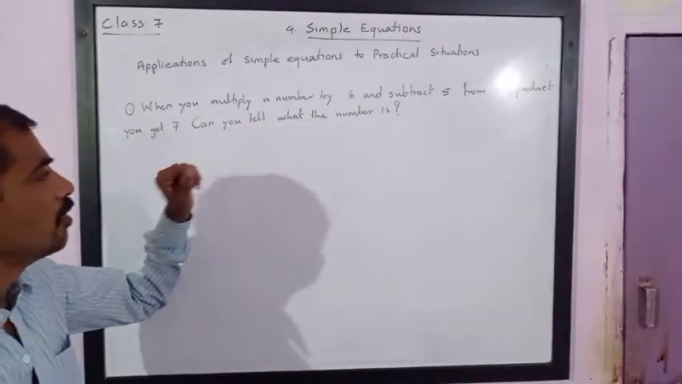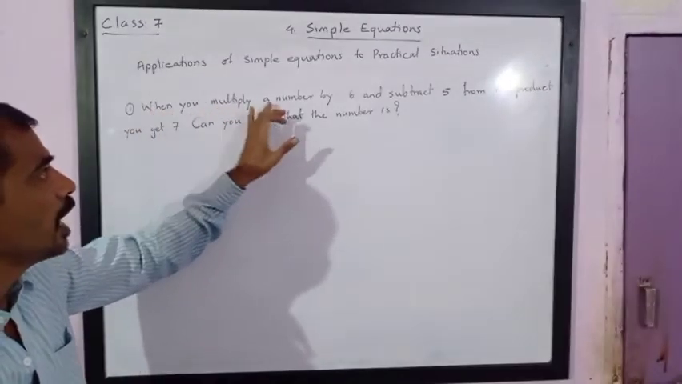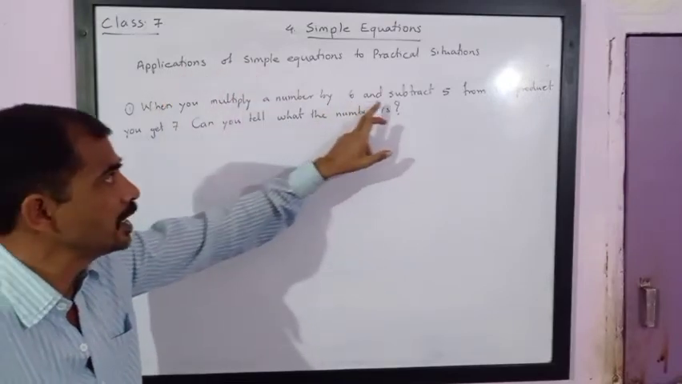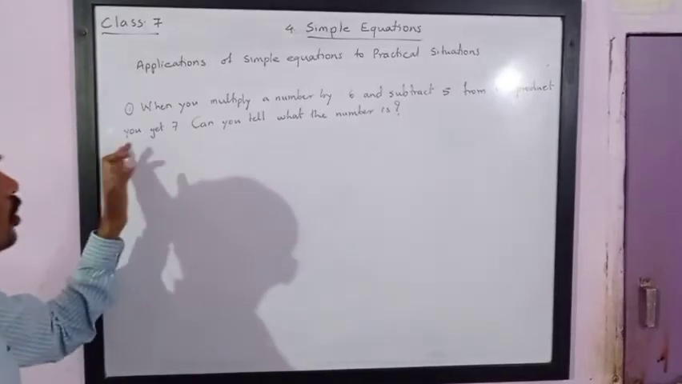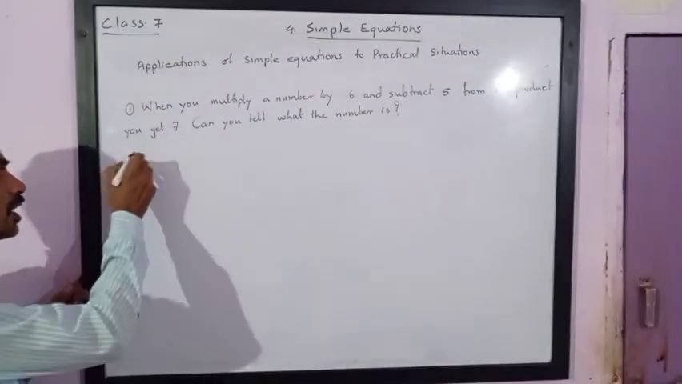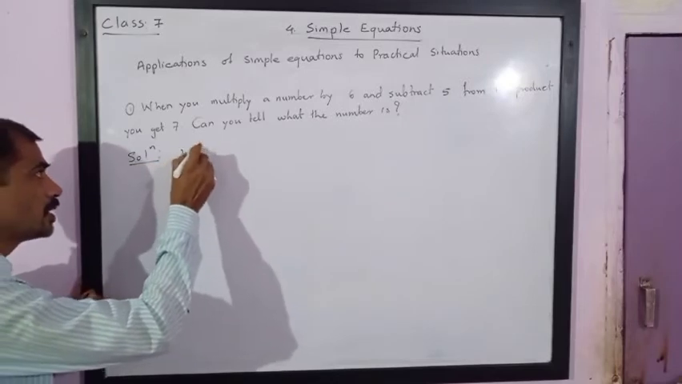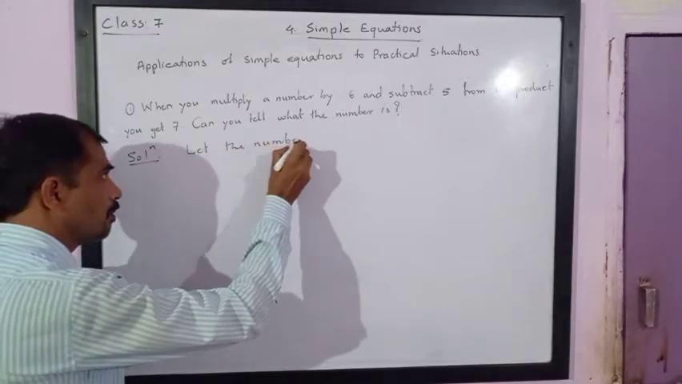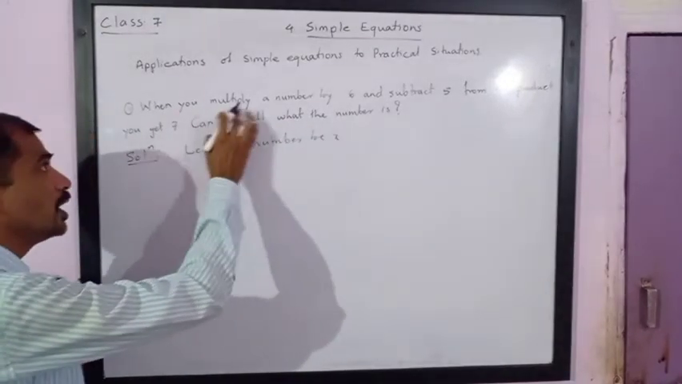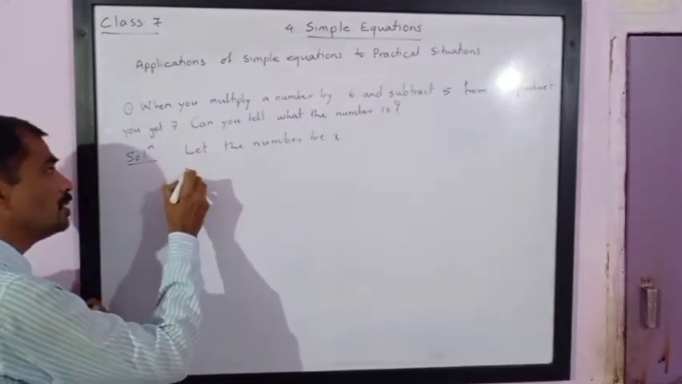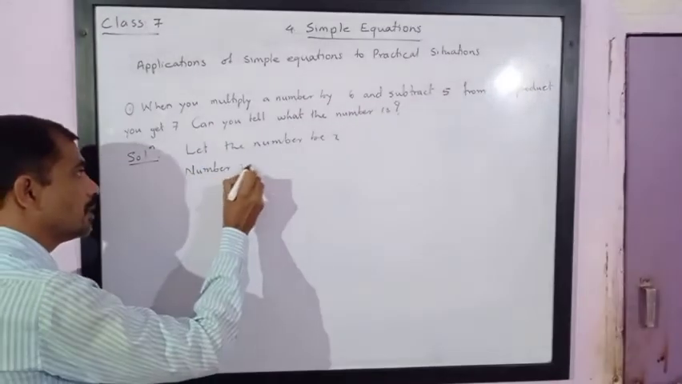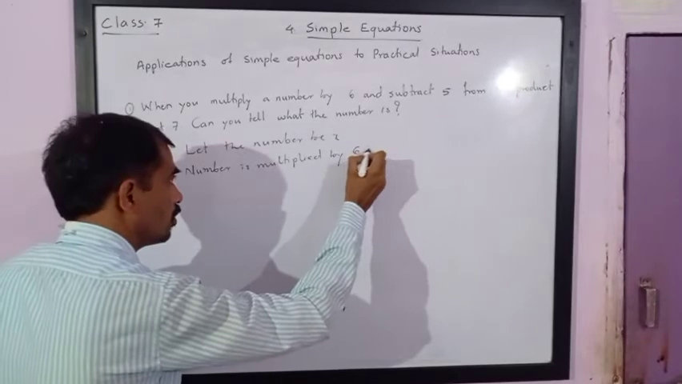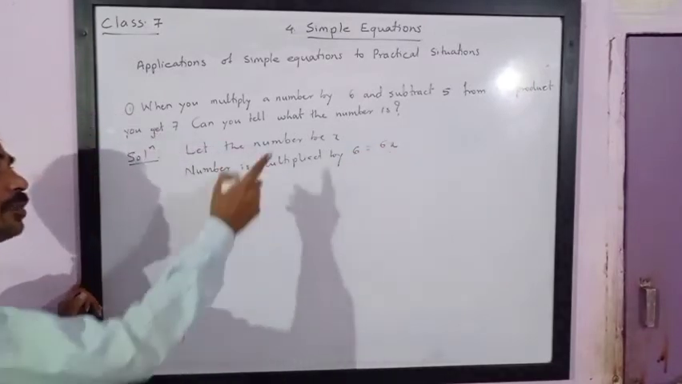Dear friends, in Try This we have asked you one question. When you multiply a number by 6 and subtract 5 from the product, you get 7. We are not given the number. So this can be solved in this way. Let the number be x. When the number is multiplied by 6, we get 6x. Then subtract 5 from it.